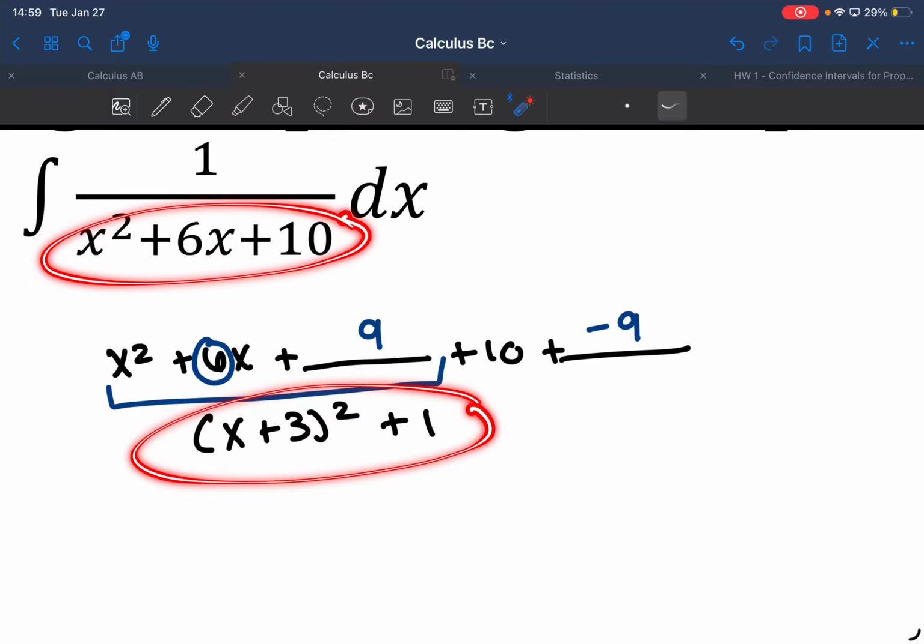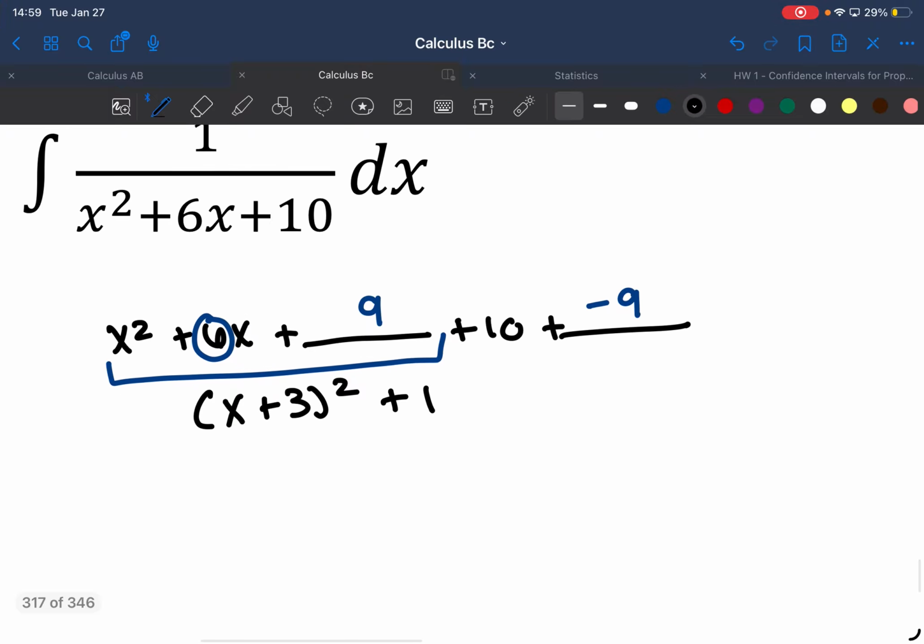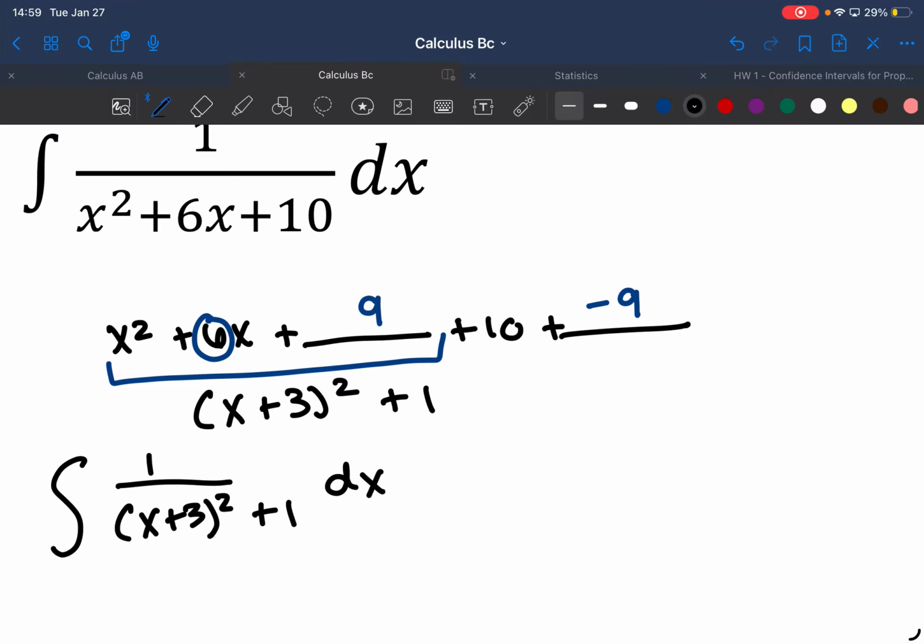So what we just wrote here is the same as this quadratic. They're both the same, because we could foil this out, combine like terms, and add 1, and we'd get the same thing. So that's what it means by completing the square. The reason we complete the square is because when we plug this back into the integral, we should see something that looks familiar. So let's plug that back in. We have the integral of 1 over x plus 3 squared plus 1 dx. Okay. And this should remind you of one of your inverse trig functions?